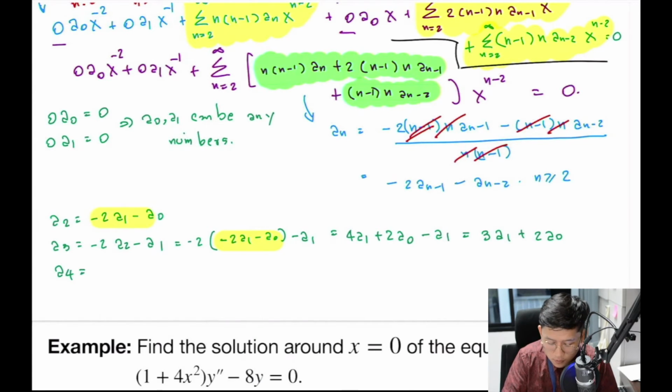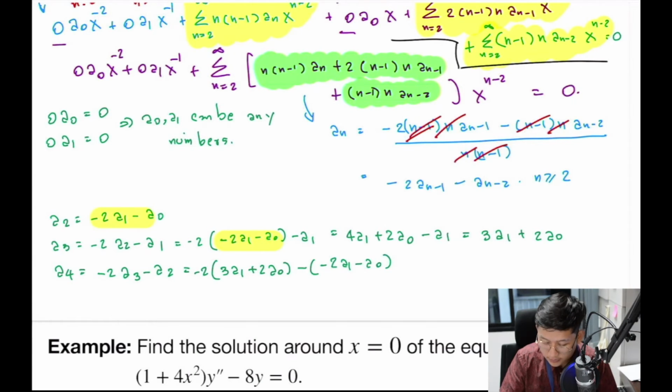And a4 is going to be, what is it? a4 is going to be minus 2a3 minus a2, and minus 2a3 would be minus 6a1 minus 4a0, minus a2, that will be plus 2a1 plus a0, and that is minus 4a1 minus 3a0.